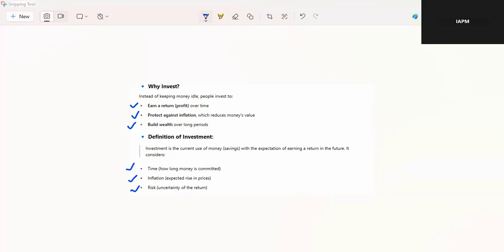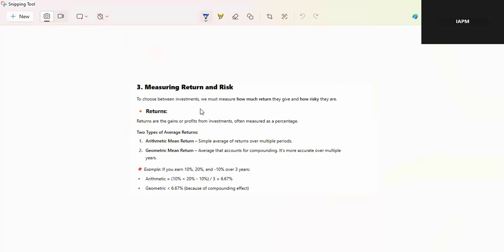So now, how do we measure this risk that we're talking about, the degree of uncertainty? Measuring of risk is done in different ways. First, the types of returns that we must know. We need to choose between investments, so we must measure how much return they will give us. Returns are actually gains that we get from these very investments. They're often expressed as a percentage.